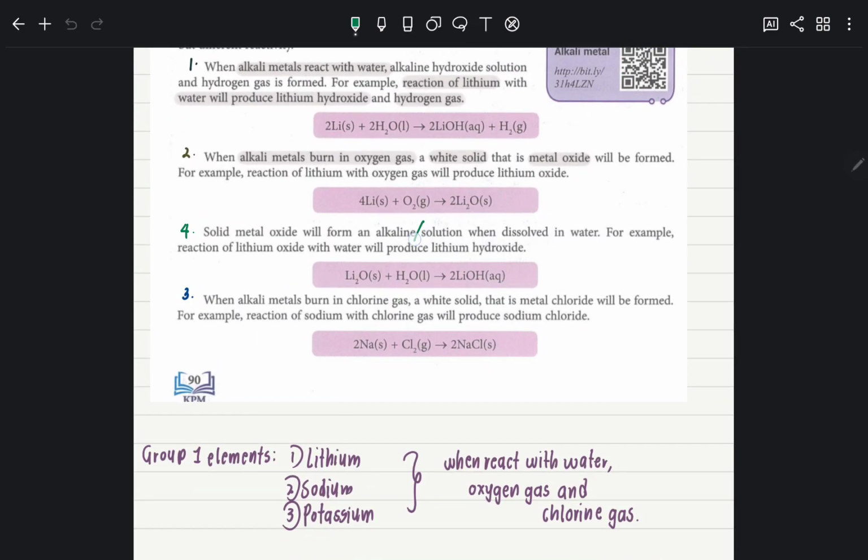Ramai orang kata kat sini, kenapa dia tak letak hydroxide? Tambah je lah hydroxide kalau you nak sangat. Okay, I dah tahu tambahkan dah. So form an alkaline hydroxide solution.